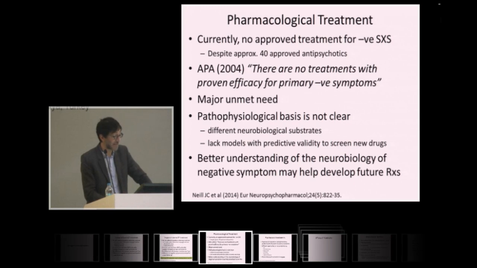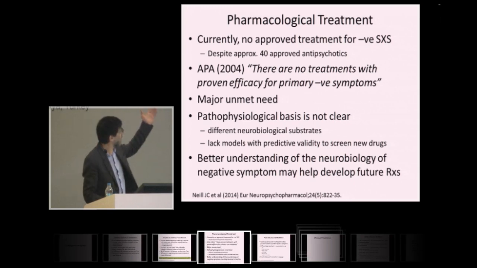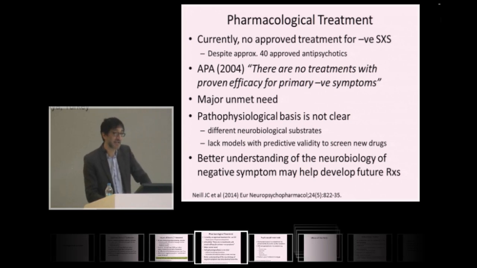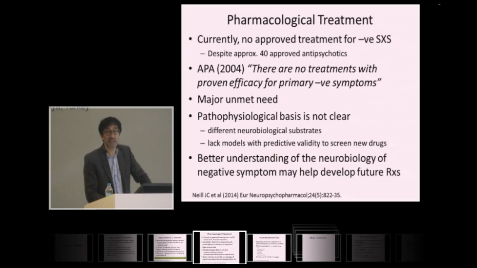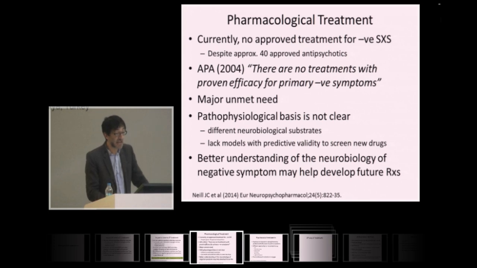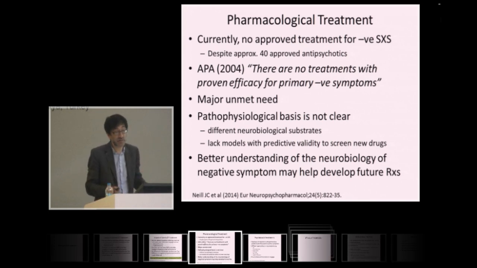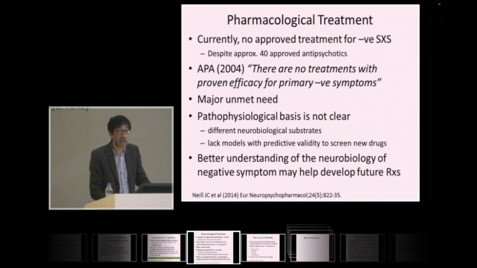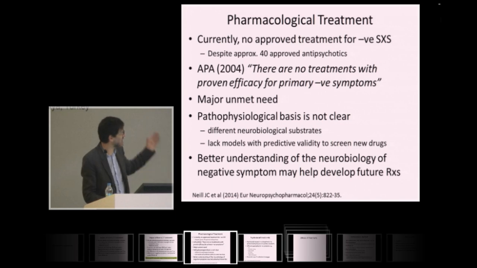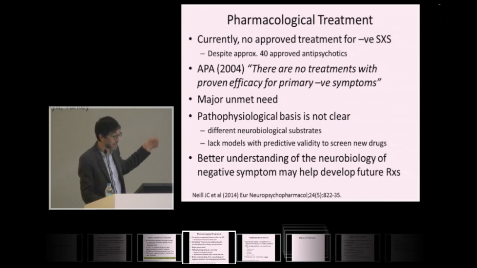We have about 40 antipsychotics that are licensed. First antipsychotic was Thorazine, introduced in 1955, but none of these drugs has been licensed for the treatment of negative symptoms, and we have no licensed treatment at all for negative symptoms. This is a huge unmet need.